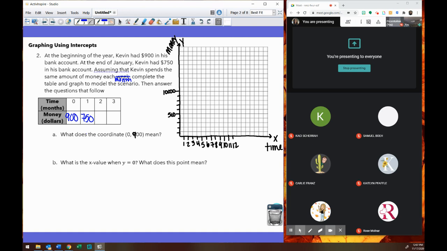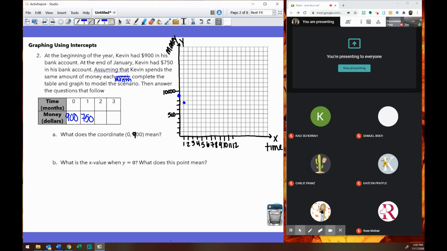So we can plot those 2 points. Time is on the x, money is on the y. So 0 to 900 would be here. We're counting by 100s. 1 month, 750 is about here. Still want to fill in the rest of the table.